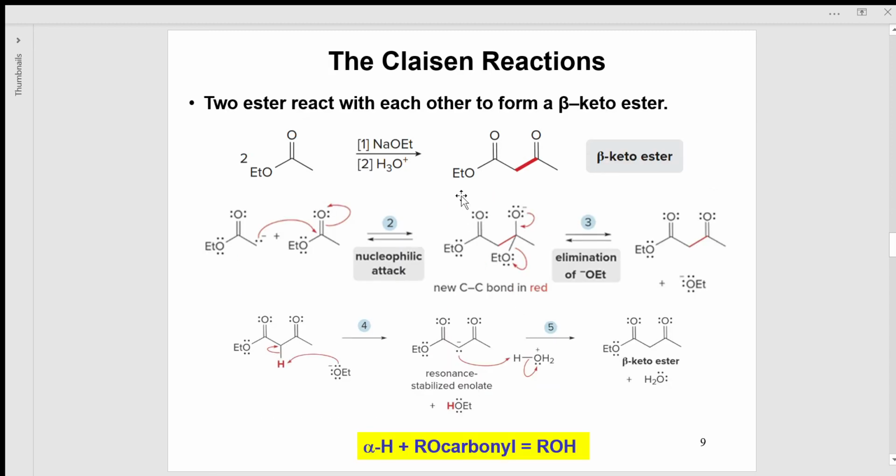Claisen reaction. Claisen reaction is basically a similar condensation reaction, but between two esters. The two ester molecules can react with each other. So normally this reaction is catalyzed by a base. So the mechanism is, first, we form an enolate.